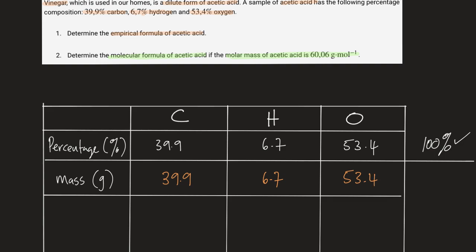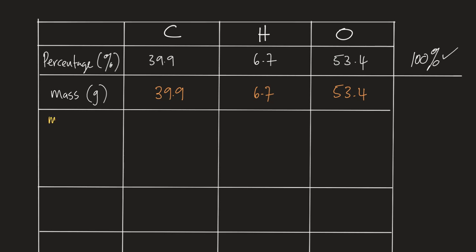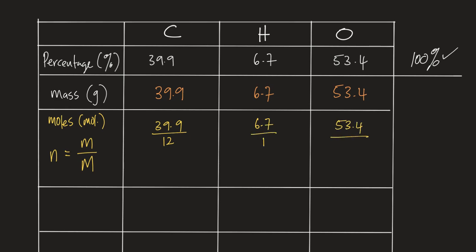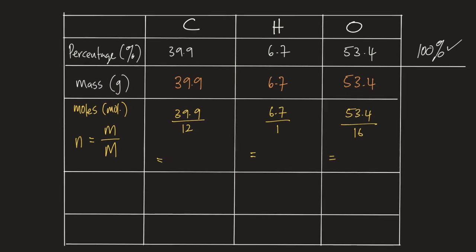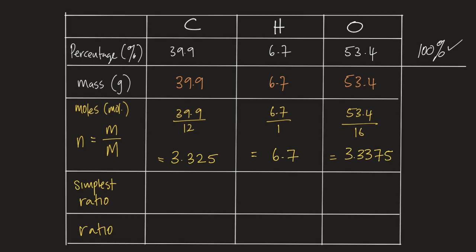All right, the next thing I want to do is find my moles. I do the same thing over and over again. Just get into good habits, otherwise you make a mistake, it costs you. All right, so the first one is carbon. So 39.9 divided by 12, 6.7 divided by 1, and 53.4 divided by 16. All right, pause the video. See if you can continue with the rest of this, and then you can see your answer afterwards.